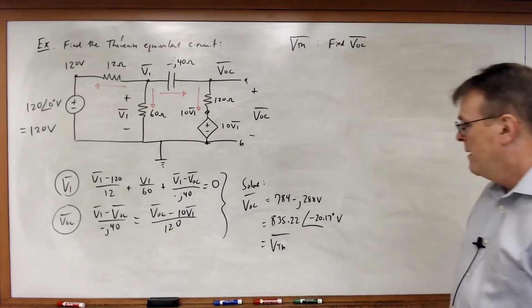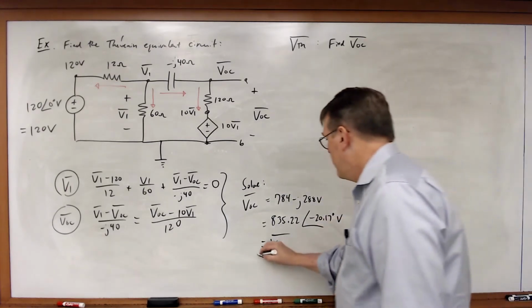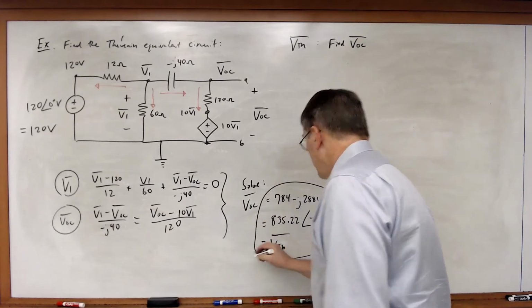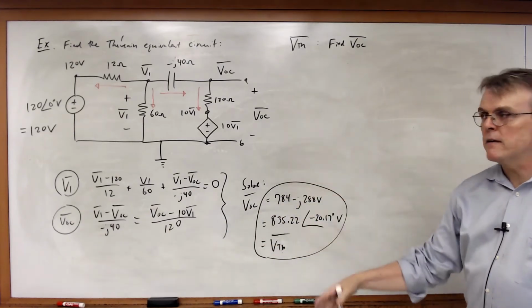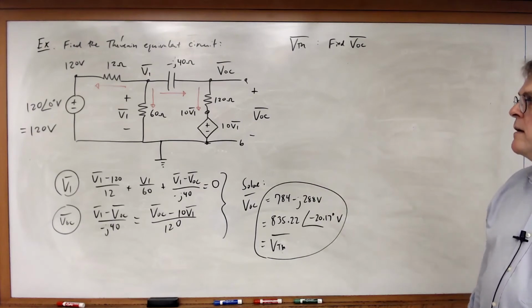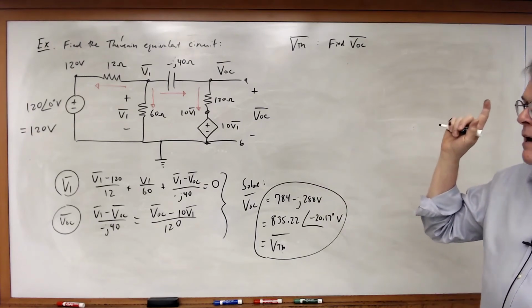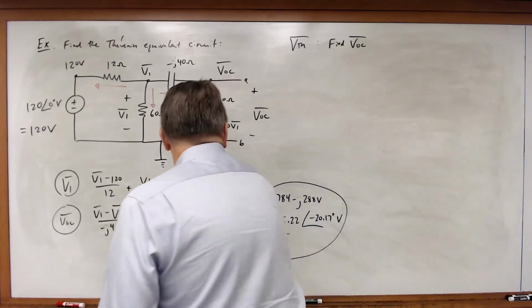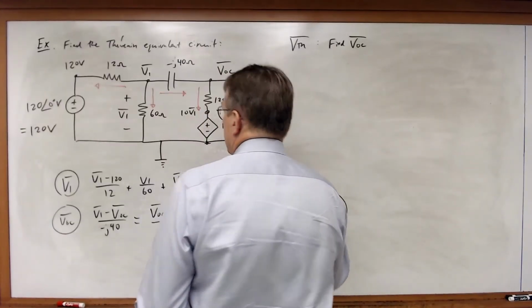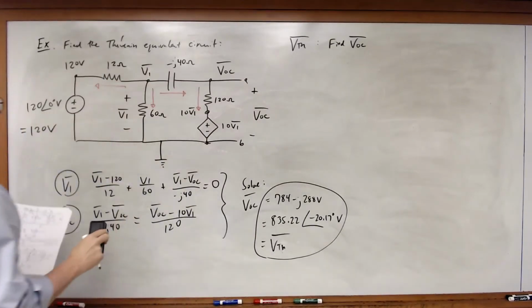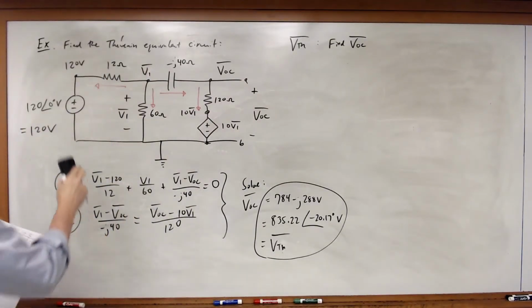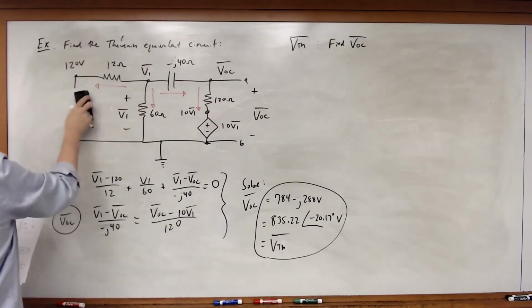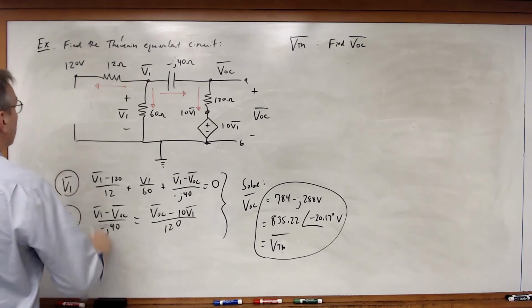All right? So there's my Thevenin equivalent voltage, no different. I just find the open circuit voltage. Now let's find the Thevenin equivalent impedance. So in this case, I'm going to take my circuit and I'm going to zero out that voltage source.